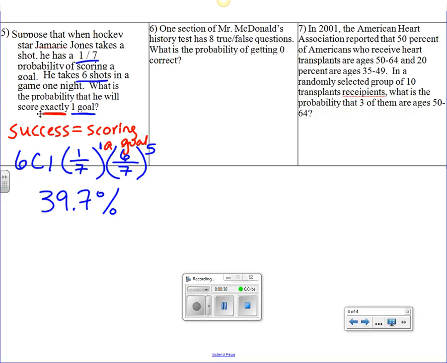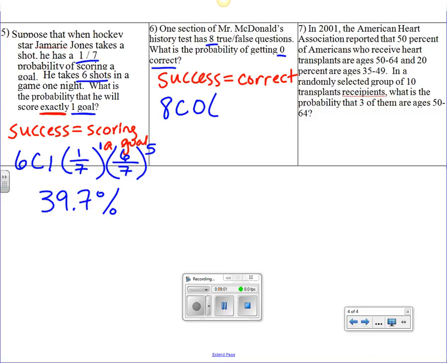One section of Mr. McDonald's history test has 8 true-false questions. What's the probability of getting 0 correct? So a success in this one is getting it correct. How many total questions are there? There are 8. And how many do I want to get correct? 0.